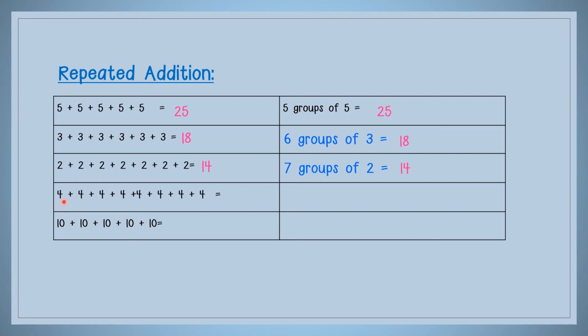Let's go on to the 4's. 4 plus 4 plus 4 plus 4 plus 4 plus 4 plus 4 plus 4 is 32. So it'll be 8 groups of 4 is equal to 32. 10 plus 10 plus 10 plus 10 plus 10 is 50. And then 5 groups of 10 is 50. Please do not forget to fill in the answers on the left hand side of the block as well as the right hand side of the block.